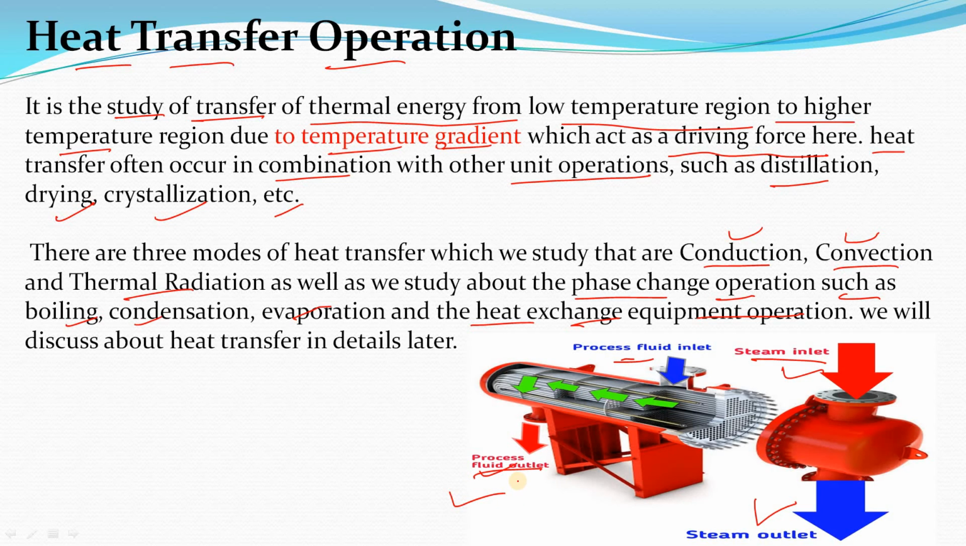What happens here is the energy transfer. Steam has a high temperature, the process fluid inlet has a low temperature. So the heat transfer happens, and then at the outlet, the process fluid outlet has a higher temperature than the process fluid inlet, and the steam inlet temperature is higher than the steam outlet temperature. This is an example of a heat transfer operation.